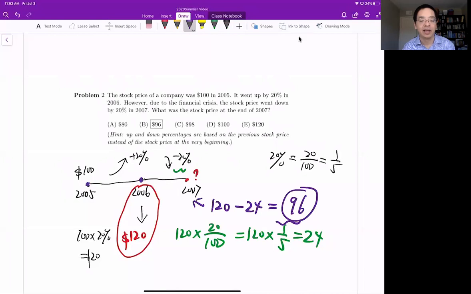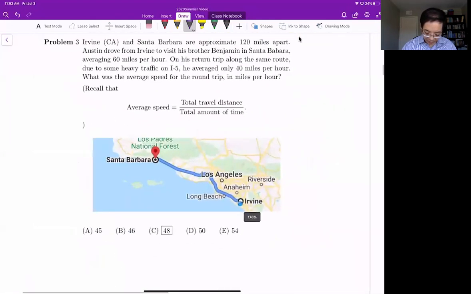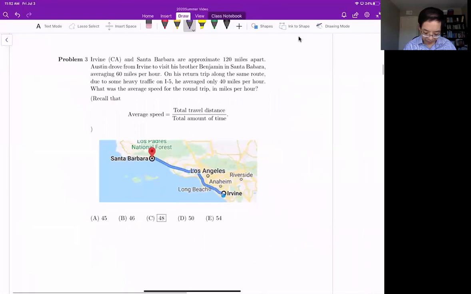As I said, the key point is that when we calculate the percentage, when it goes down or up, it should be based on the one right before it, not the one at the very beginning. Now let's look at problem 3.